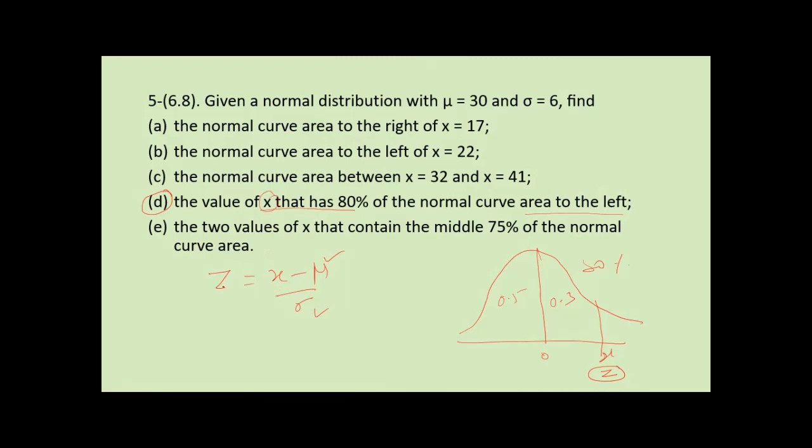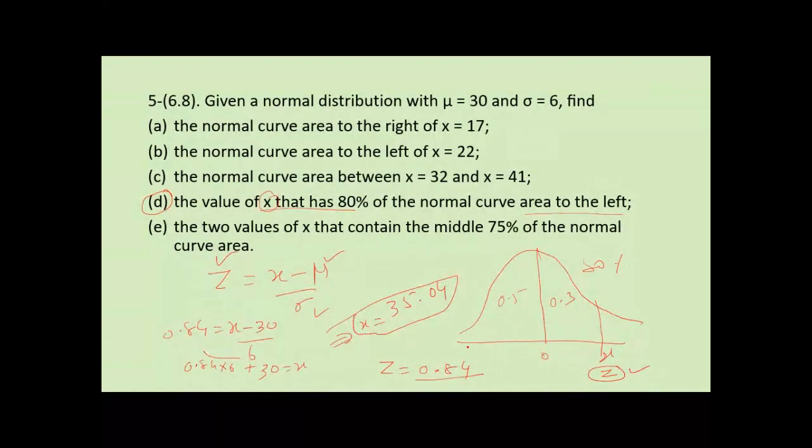We should find the x value. What is x? The question. And we should find z from the table. For 80% area below this value, what is z from the table? We will find z. You can find the z from the table. I write z equal to 0.84. Now use 0.84 here: x minus mu is 30, divided by 6. So multiply by 6 here. 0.84 times 6 plus this 30 will be the x value. So x value is 35.04.